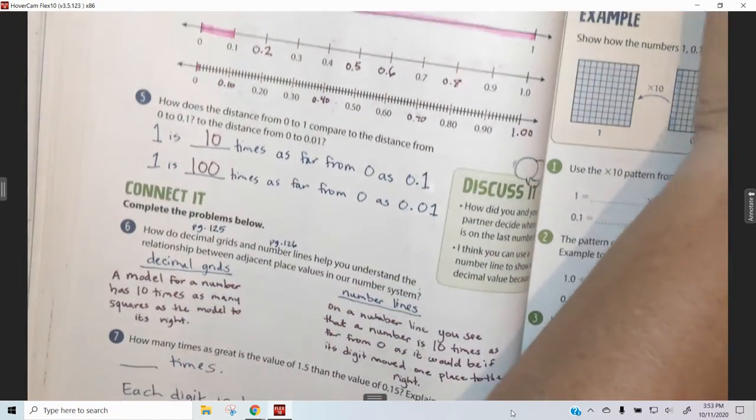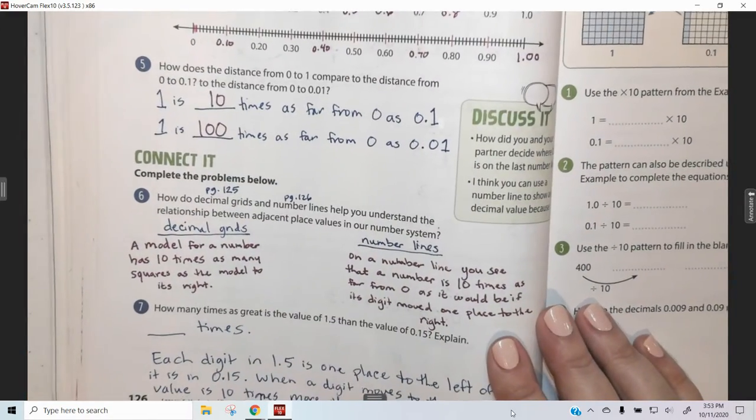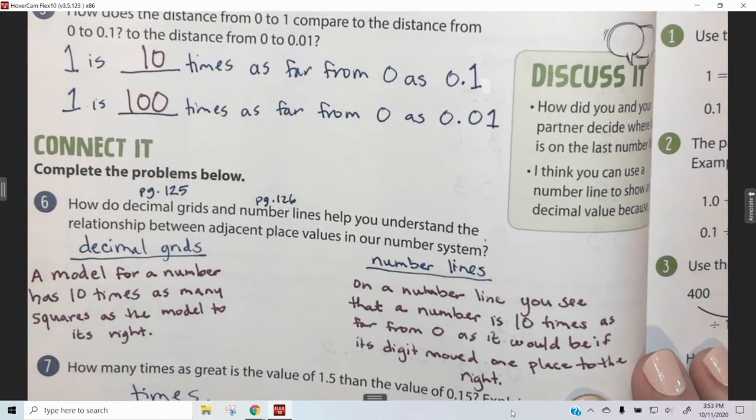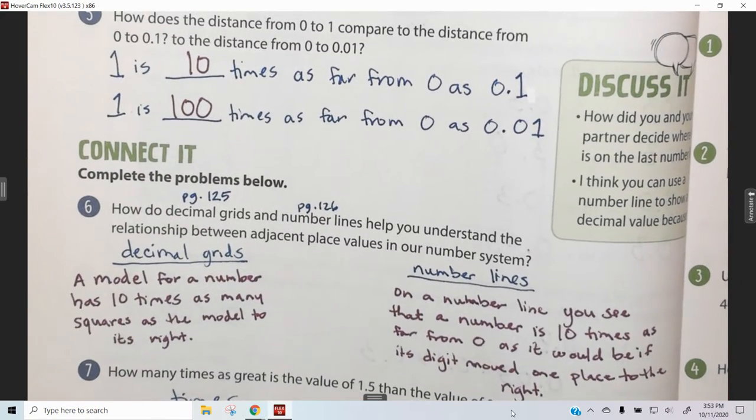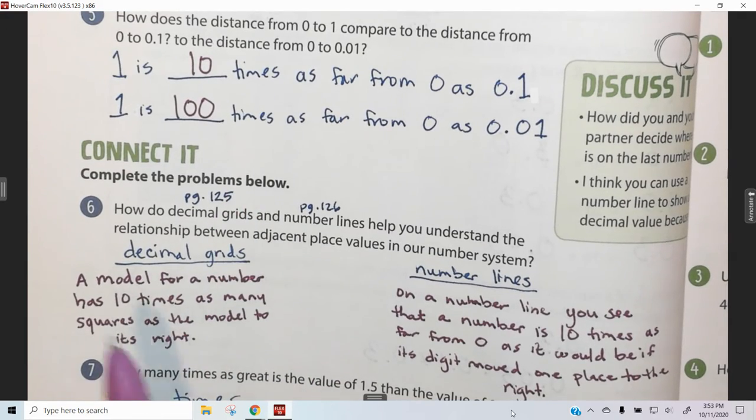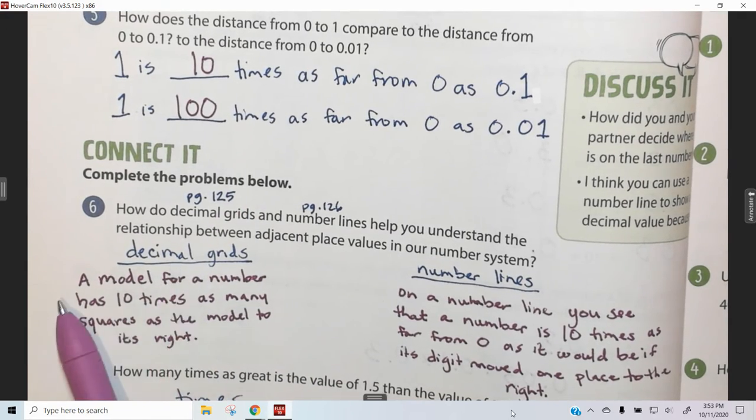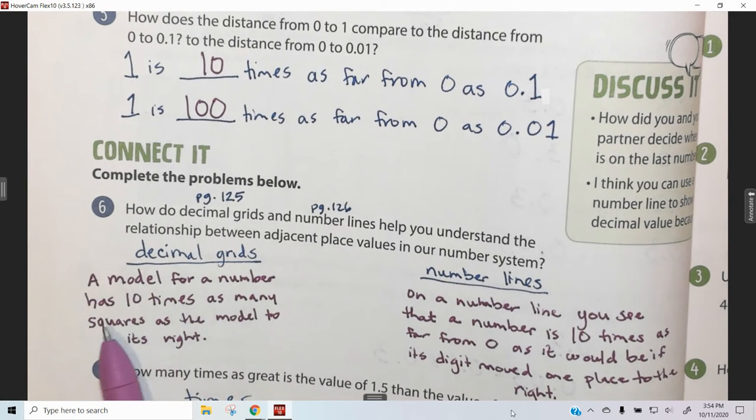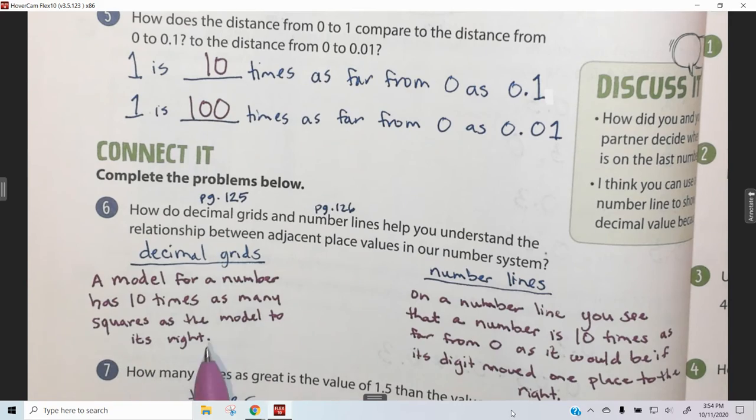So you're going to go ahead and I'm probably going to pause it. I'm going to just explain it, so if you can keep going until I stop explaining it. Let me zoom in so you can see better. So with decimal grids, that's what we're talking about from page 125. Decimal grids are a model for a number that has 10 times as many squares as the model to its right.